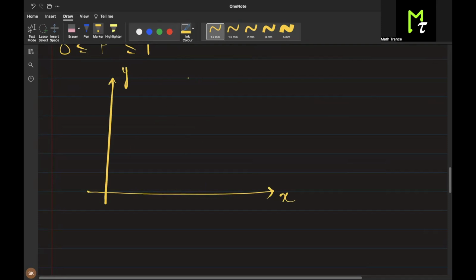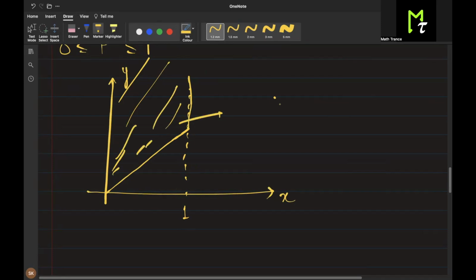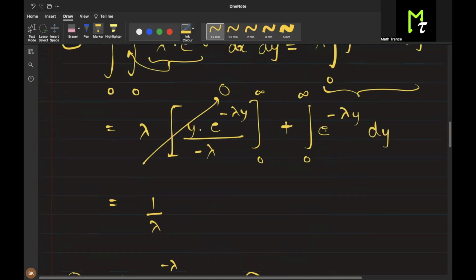So this is x equals 1. This is the x equals 1 line. This is the y equals x line, right? So your probability region is this when you want to find x less than or equal to y. So in the integral above, in the first case, we took x as this and it was going from 0 to y, right? Let's check once.